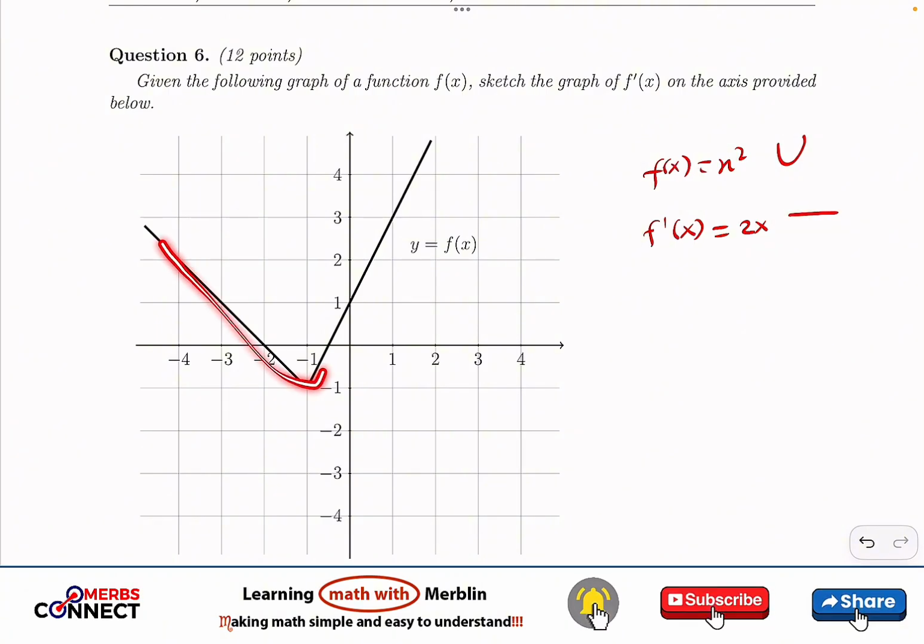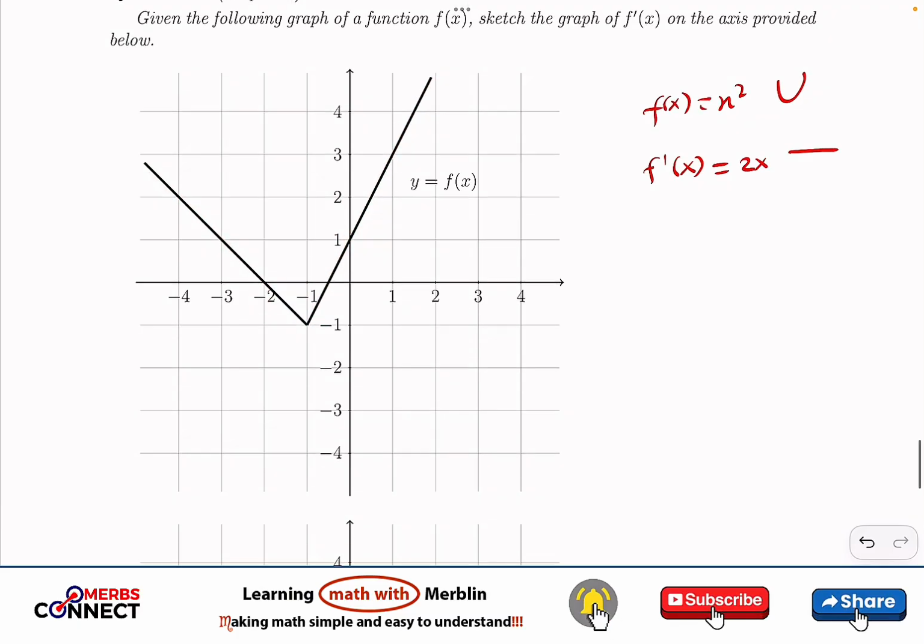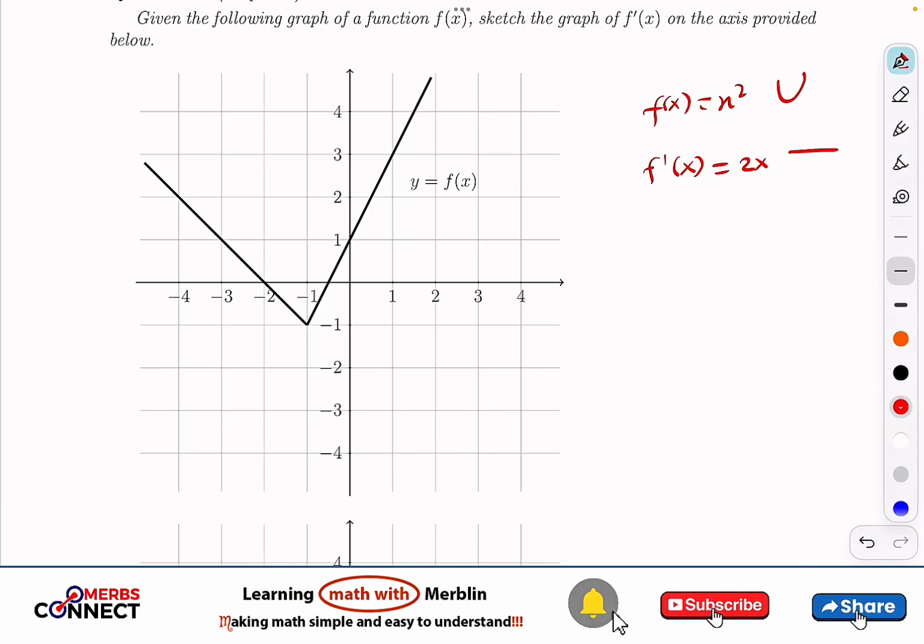So looking at this function here, I can see that when I differentiate this function, it's going to be linear. But let's just study this graph and see what is happening here. I can see that I have one point here. Let me call it -1, -1.